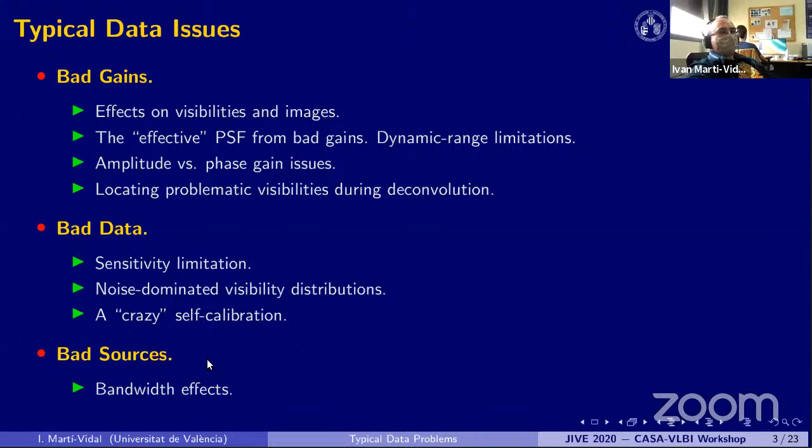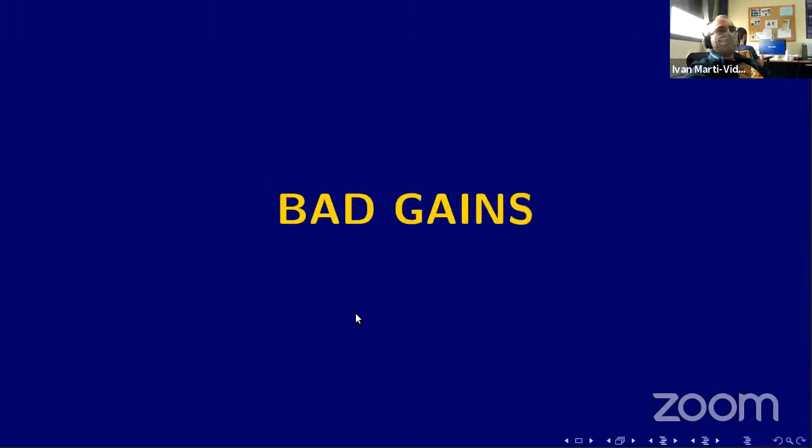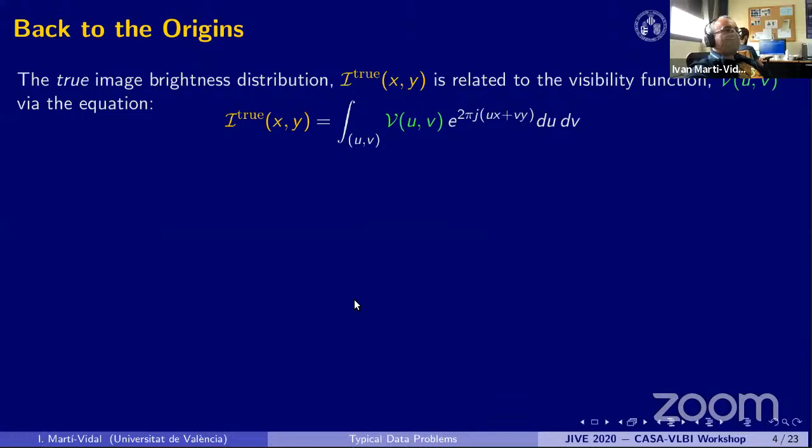And last but not least, bad sources. The data could be okay, the calibration could be okay, but the sources themselves could have some properties that make their analysis troublesome. Then we have to think about what to do and how to configure the deconvolution algorithms and so on. So let's start from the beginning, the case of bad gains. We start from the very basics.